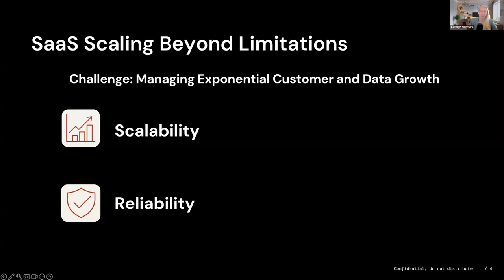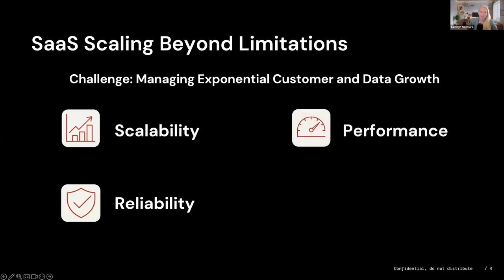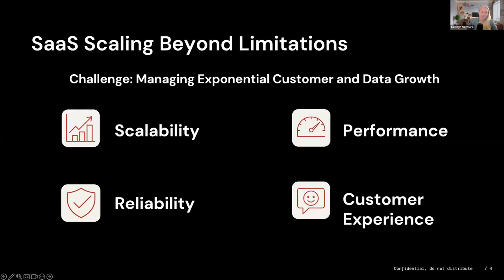Reliability, having high availability and the ability to be always up, number of nines, right, is always important for SaaS. Performance, how do we scale without losing our performance? And then ensuring that we have the best possible customer experience with these main items, right?